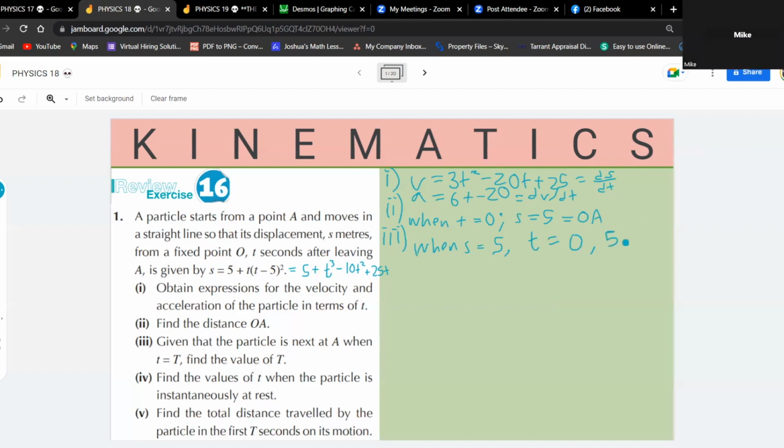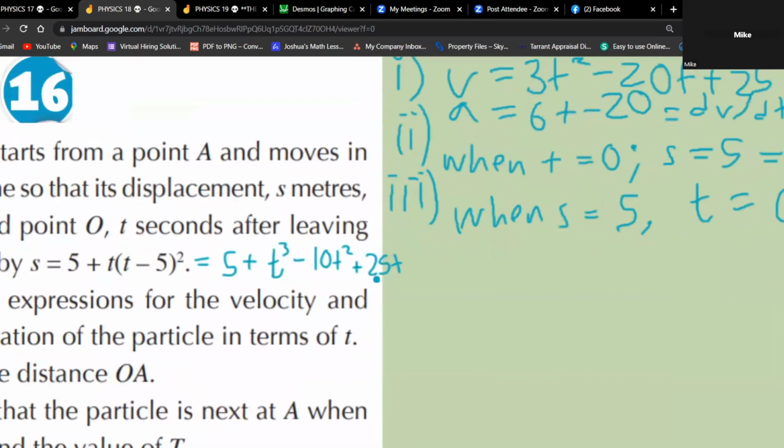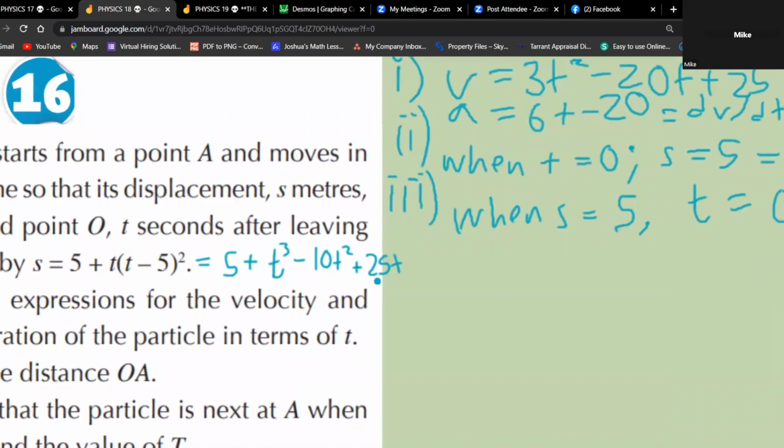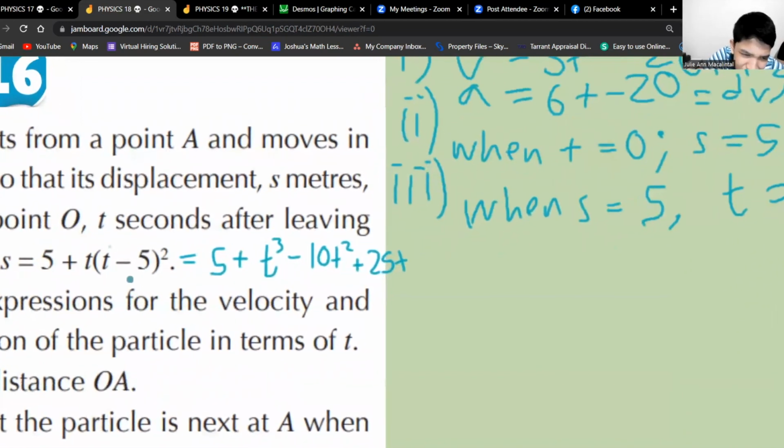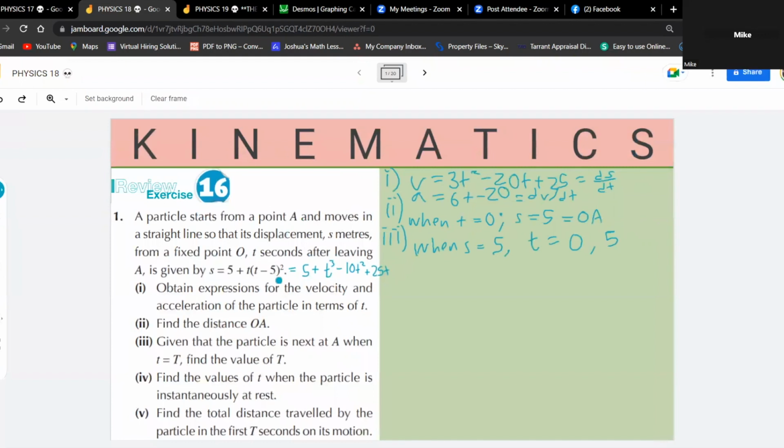Actually, even if you don't use the calculator, just use the expression. Write it down, since S is also a quadratic. 5 plus t times t minus 5 squared is equal to 5. So this one will become 5, and this will be 0, and this one will be gone. Then the 5 dies there, annihilated by its antiparticle 5 again. Okay.